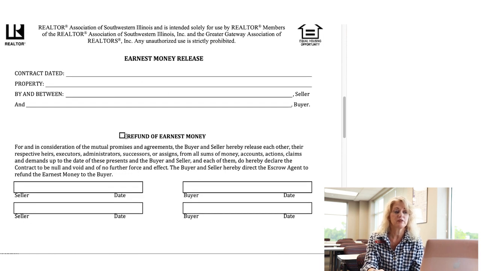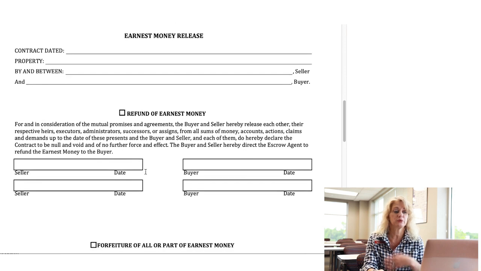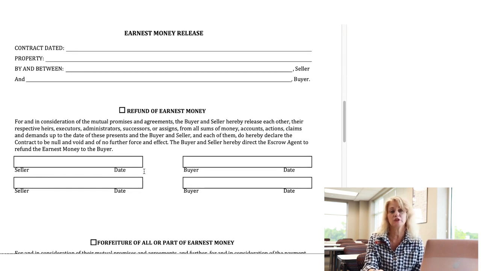earnest money. If it's a buyer terminating due to failure to reach agreement on repairs, then buyer would want the refund of the earnest money. They would sign and date. As the buyer's agent, you would submit this with the termination notice to the listing agent for the seller to sign and date.